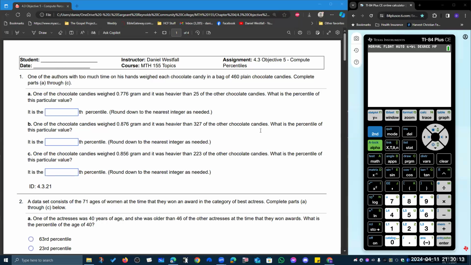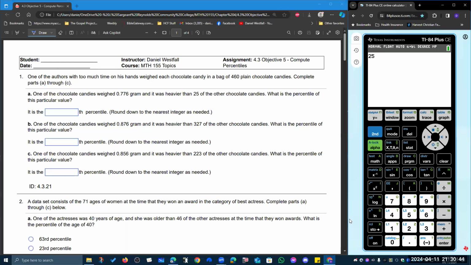This video, we're going to talk about 4.3 Objective 5, where we compute percentiles. One of the authors with too much time on his hands weighed each chocolate candy in a bag of 460 plain chocolate candies. Complete parts A through C. One of the chocolate candies weighed 0.776 grams, and it was heavier than 25 of the other chocolate candies. What is the percentile of this particular value?